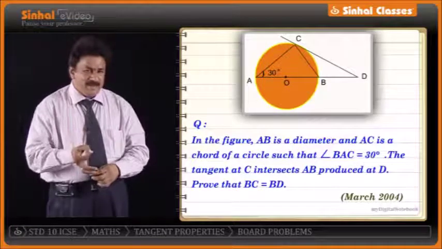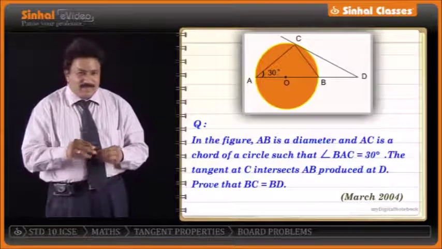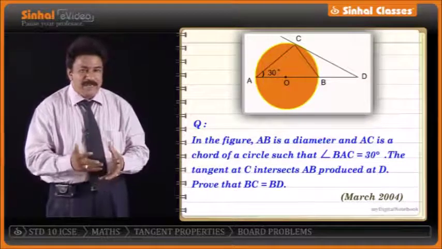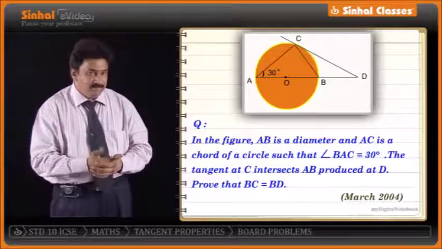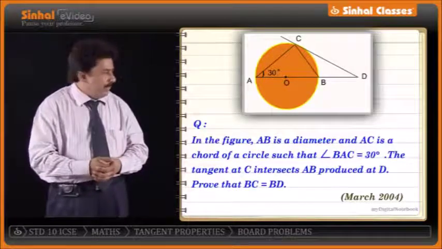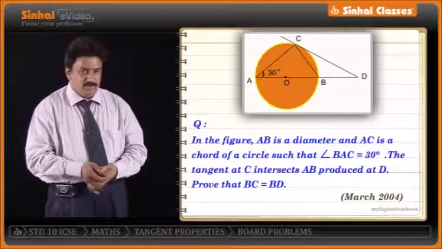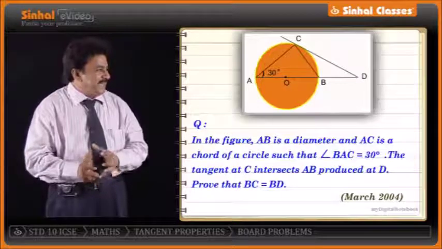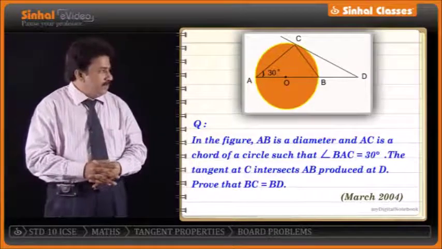In this chapter, the moment the diameter is given to you, the first thing that comes to mind is that the angle subtended on the circumference is 90 degrees. I think something like this has to be used in this sum also. What else? AC is a chord. Okay, no problem, go ahead. Such that angle BAC is 30 degrees. So one of the angle measurements is given to you. The tangent at C intersects AB produced at D.